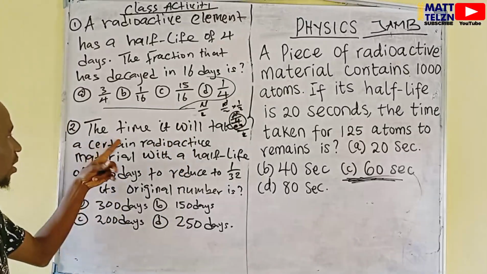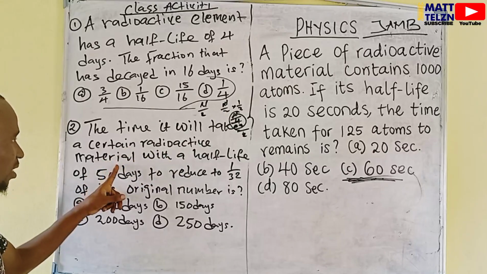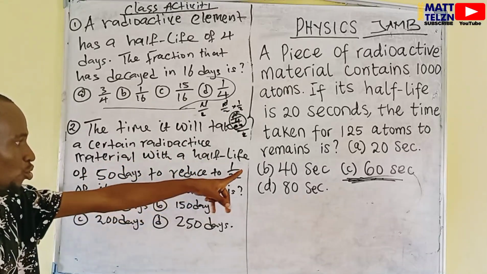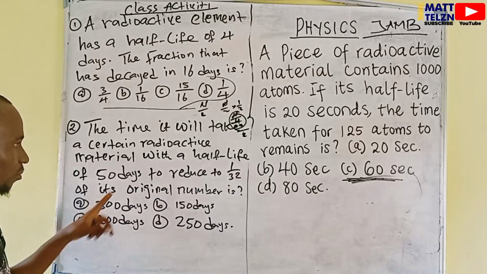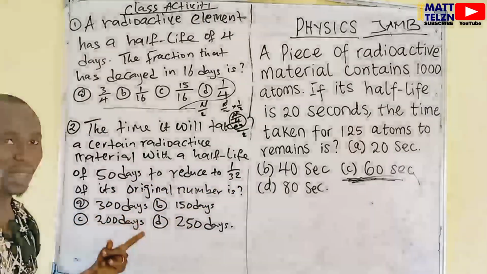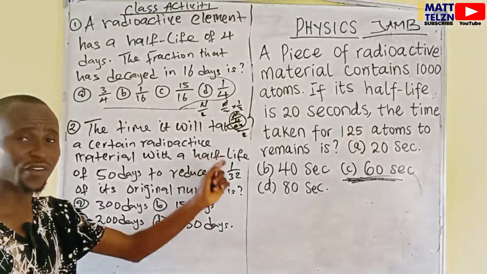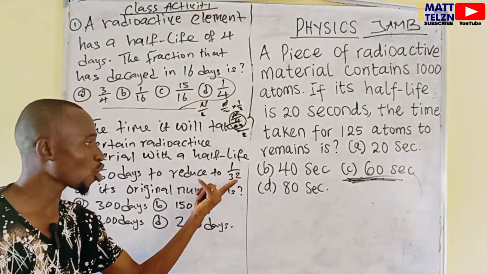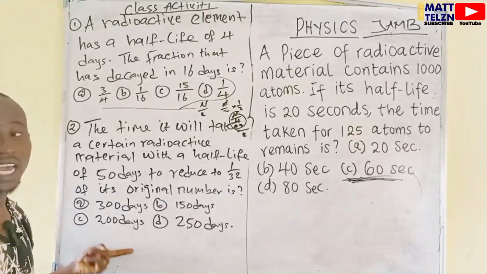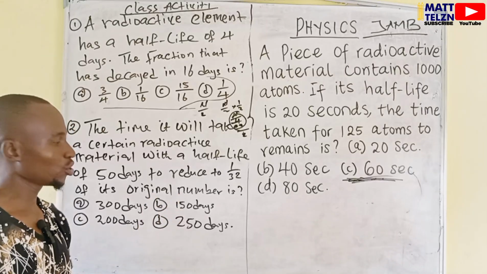Now, this one: the time it will take a certain radioactive material with a half-life of 50 days to reduce to 1 over 32 of its original number. For this one, you keep going until you have a fraction with a denominator of 32. Then you will notice that the time is going to be in the options here. Very simple, right? So check it out.